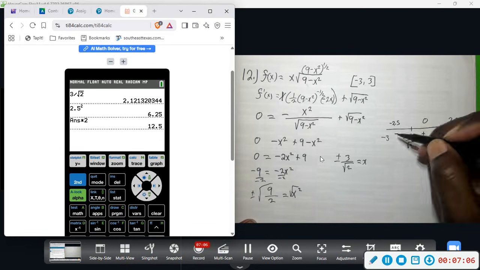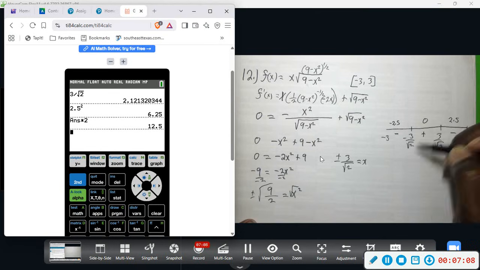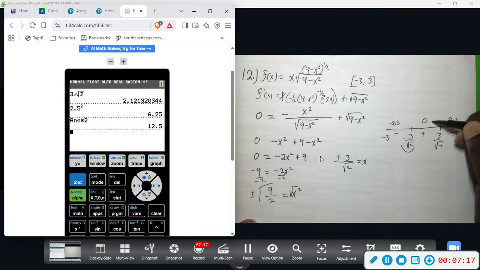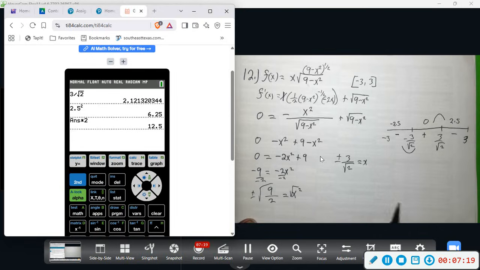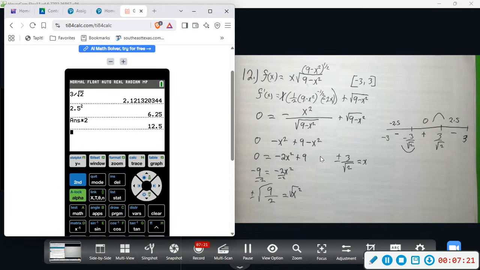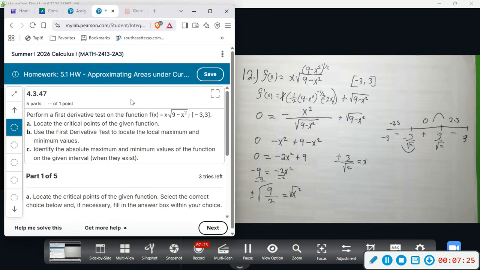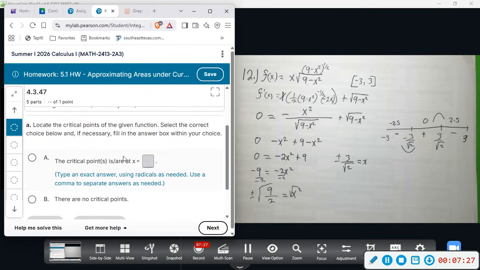So it looks like we go decreasing, increasing, so we have a minimum, and then from increasing to decreasing. So we're going from increasing to decreasing. This will be a maximum value. We're going to find those values and then the actual maximum and minimum of the problem.